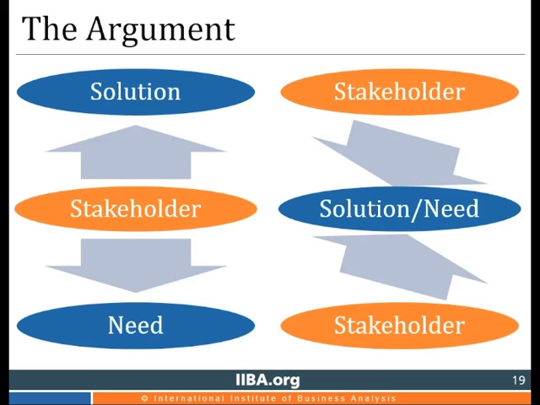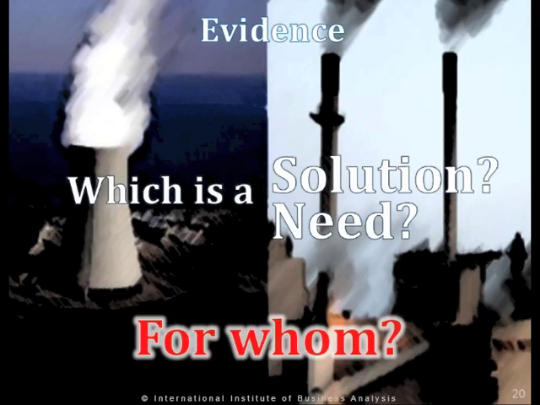And what that means from a practical point of view is, take a look at it, say nuclear power versus coal power. For some people, that's a solution. One is a solution and one is a need. One is an opportunity. For other people, one is a problem or a disaster even. So the question really becomes, for whom is this a solution? For whom is this a need? What is the context for the thing?